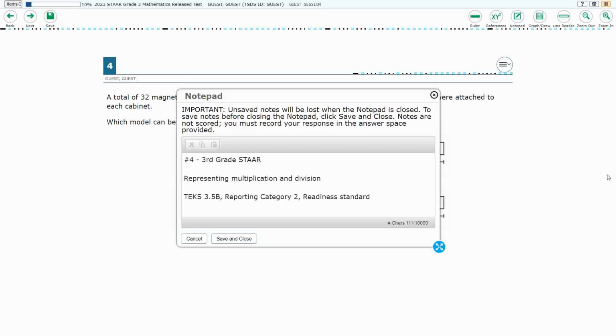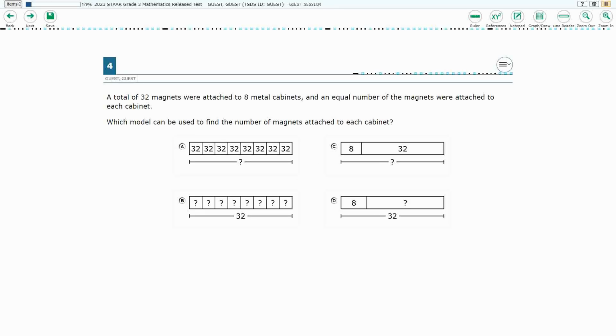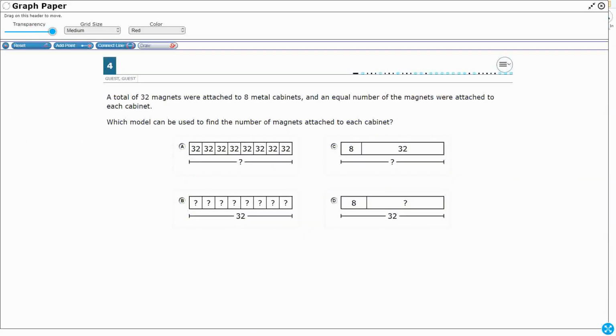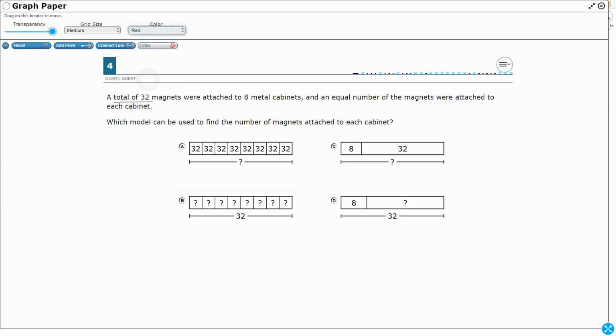For number 4, we are representing multiplication and division. This is TEKS 3.5B, a readiness standard in reporting category 2. So we had a total of 32 magnets attached to 8 metal cabinets, an equal number. So these are some key words that we should be latching onto. When they give us a total, right, that lets us know that's going to be the largest number that we see there. Okay, so a total of 32 magnets.